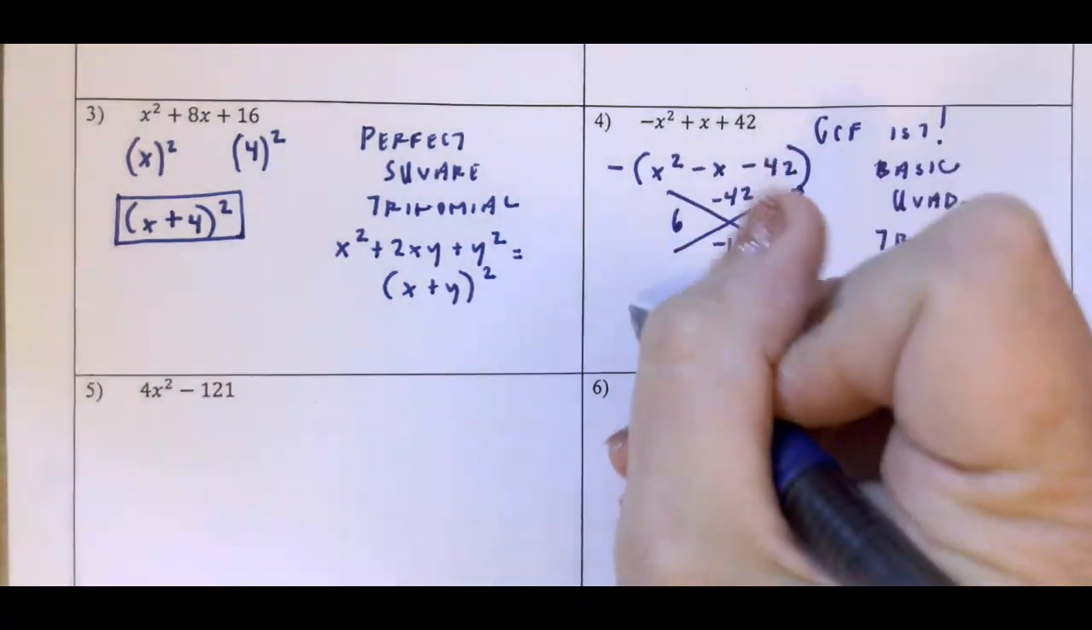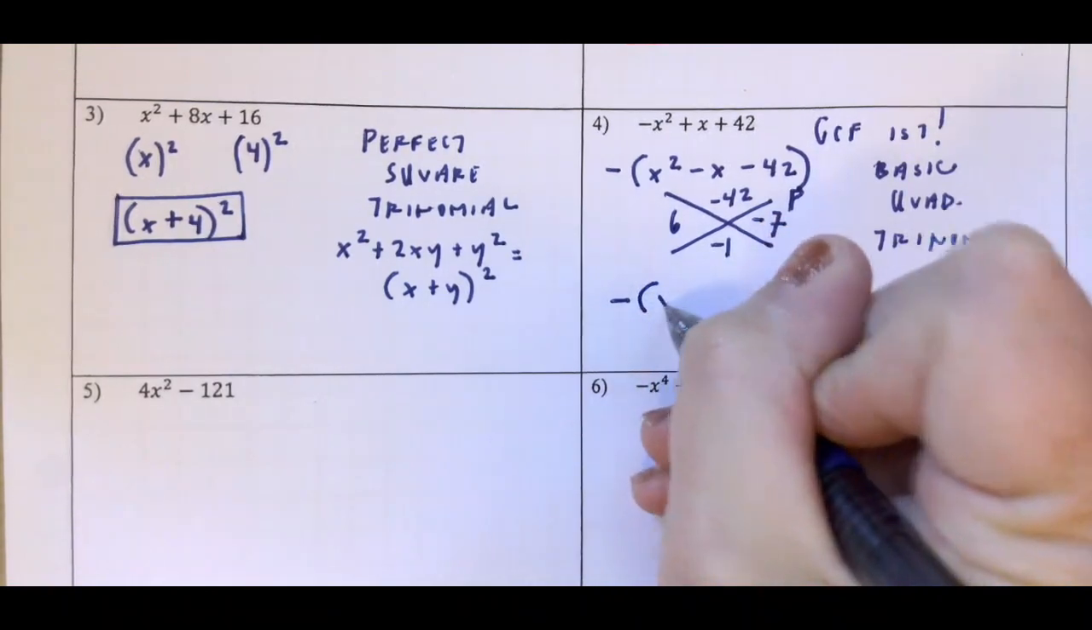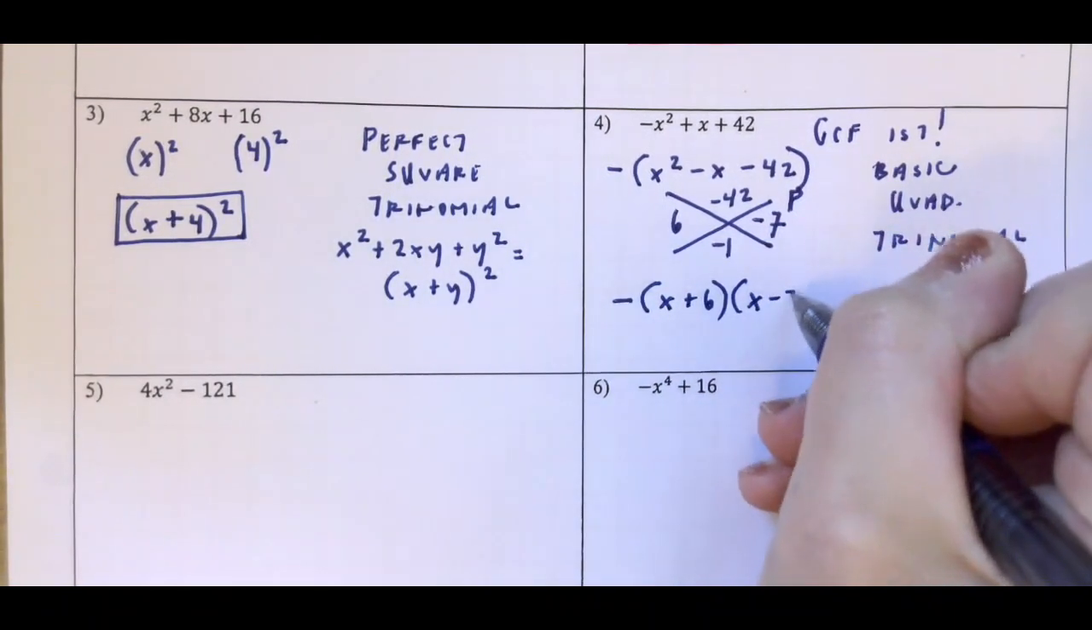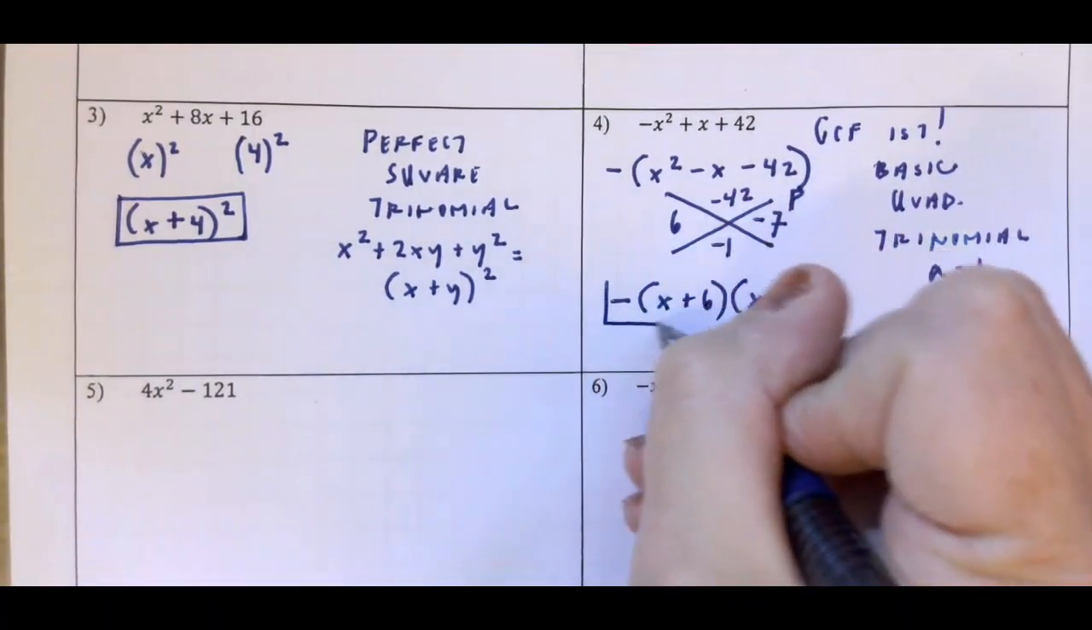So fully factored, don't lose that negative out in front. That's -1 times the quantity of x plus 6 times, in parentheses, x minus 7. That is fully factored.